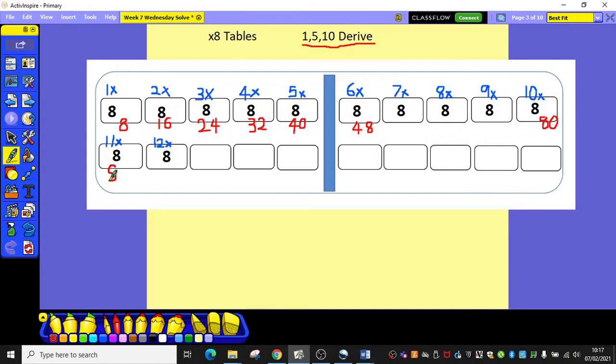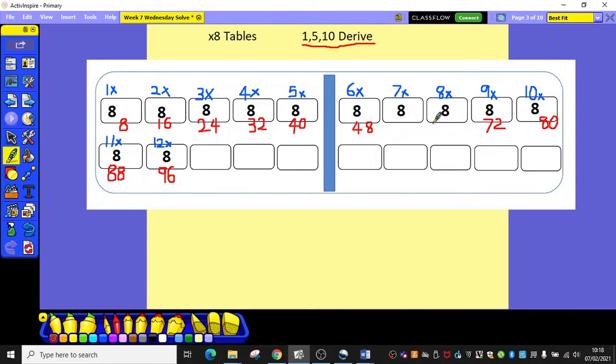11 times 8, well, hopefully we know the pattern with the 11 times table of 11 times 7, 77, 11 times 8, 88, 11 times 9 is 99. But it's also 8 more than 10 times 8. 9 times 8 is going to be 8 less than 80. So we've got the answer 72. And if I'm going to be doing 12 times 8, I could think about 10 times 8 is 80, 2 times 8 is 16, add them together, and I get the answer 96.